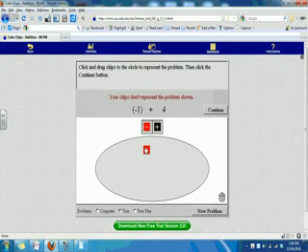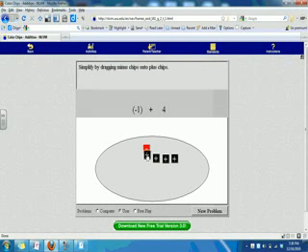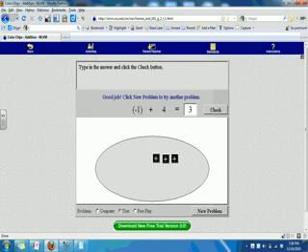Let's see. 1 negative chip, 4 positive chips. If we pair these up, oops, gotta press continue first. If we pair these up, we do in fact have 3 positives left over. Very good.